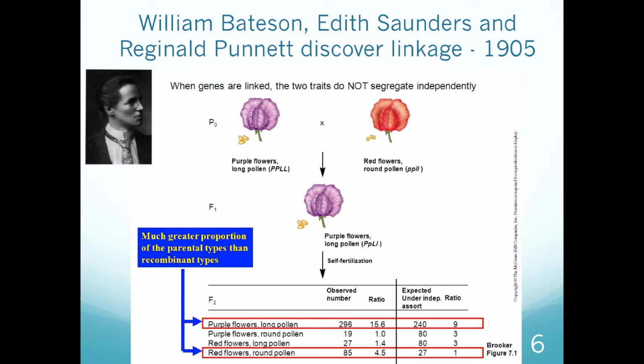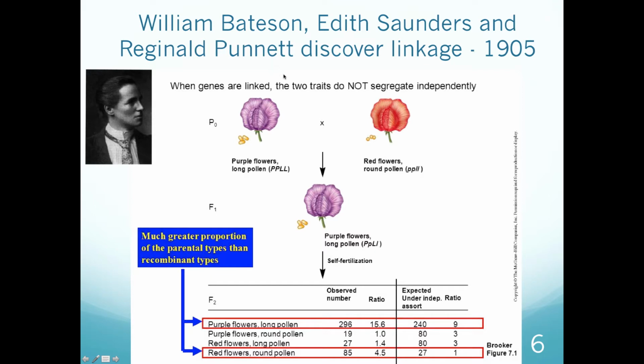Now, the geneticists also had some problems with their models. We've all done a Punnett square that predicts the classic 9:3:3:1 ratio of various traits in an F2 cross. Well, William Bateson, Edith Saunders, and Reginald Punnett actually were working with the same pea plants that Mendel had used in 1905.